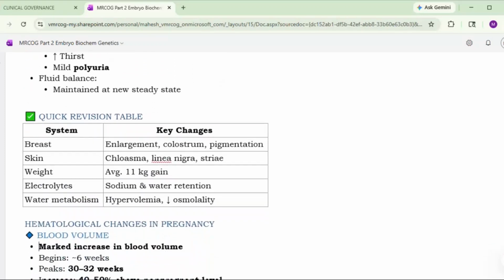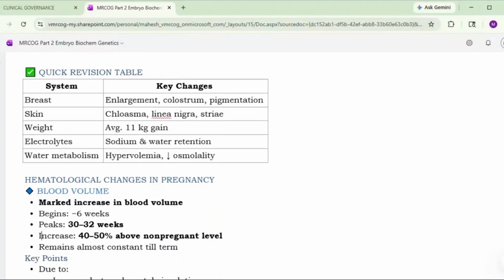So what we have seen up till now: the breast will show enlargement, colostrum will be there, and pigmentation is noted. Then the skin will show chloasma, linea nigra, and striae gravidarum. Weight gain averages around 11 kg over a period of 9 months. Electrolytes: there is sodium and water retention and altered water metabolism. There is hypervolemia and decreased osmolality.